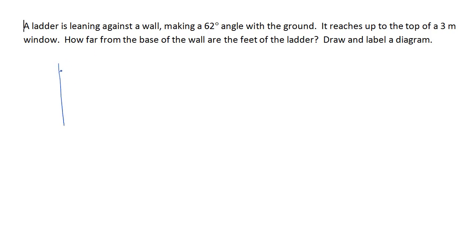Let's say here's our wall, and here's our window, here's our ground, and we know that the ladder is reaching up to the top of the window. It reaches up to the top of a 3-meter window, so we know that this side length right here is 3 meters. And we know that it makes a 62-degree angle with the ground. So here's our ladder. We know that this angle is 62 degrees. And we're asked, how far from the base of the wall are the feet of the ladder? Well, here's the feet of the ladder. So how far is the distance from here to here? That's what we're wondering.